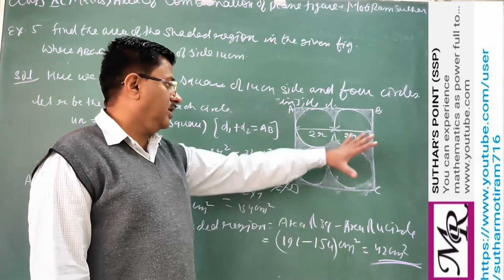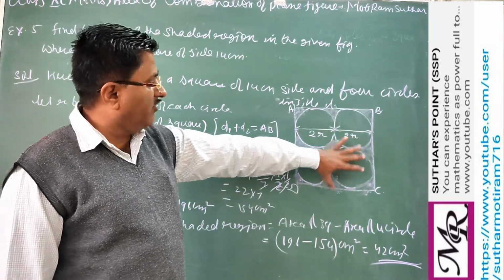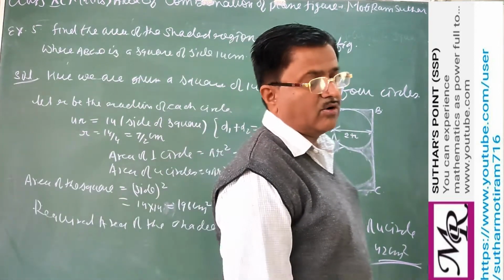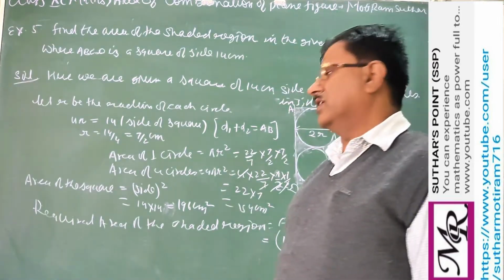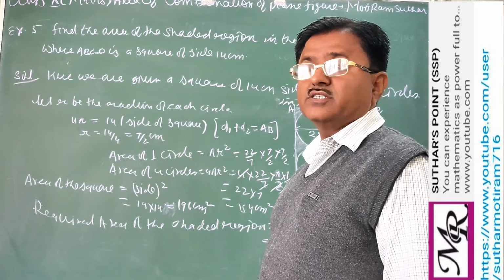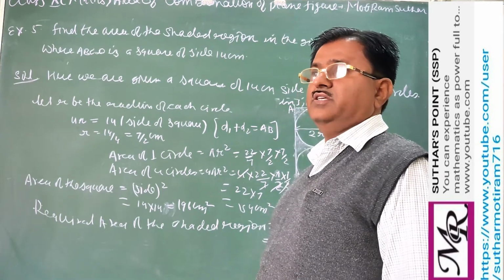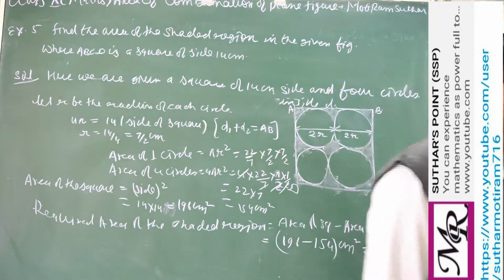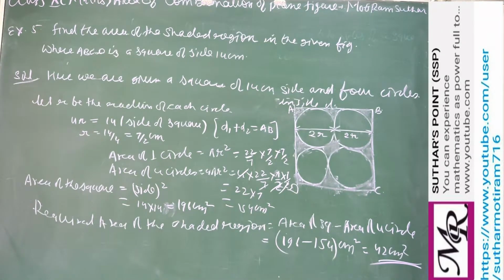So in this way, students, we can find the area of a combination of plane figures. These are all called plane figures. We are not considering three-dimensional or solid figures. That's why they are called plane figures. So in this way, one can find the area. Now we see the next problem.